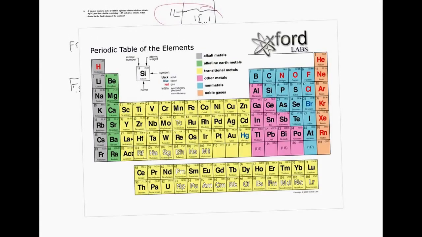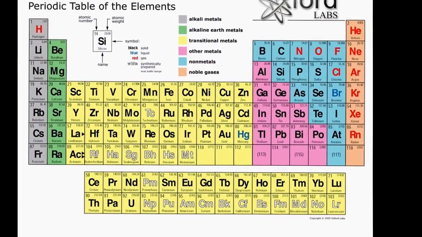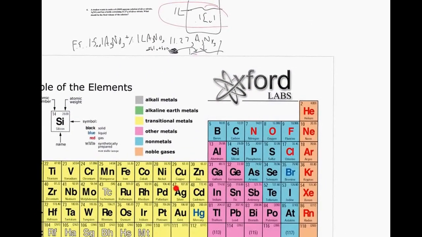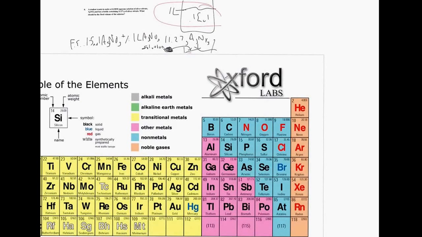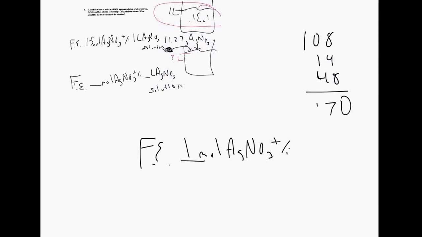And when we do that, we find that Ag is 108, N is 14, and 3/16 of 108, 14, 48. If we add all that up, 170 grams of AgNO3.